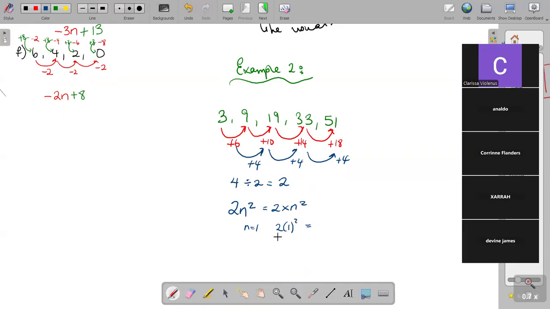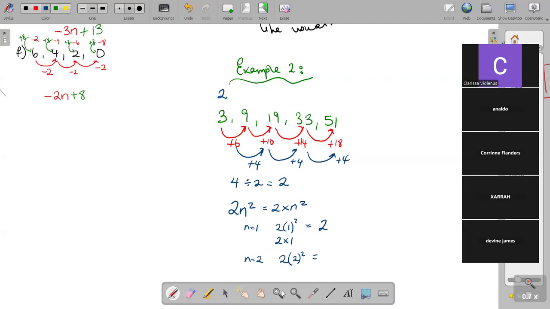So let me just make sure you understand. 2 times 1 square. So you square it first. 1 square is 1 times 1, so your answer is 2. So what do we put above here? 2. How do we find the second position? n is equal to 2. So we're going to end up finding 2 times 2 square. Who could tell me the answer for that one now?